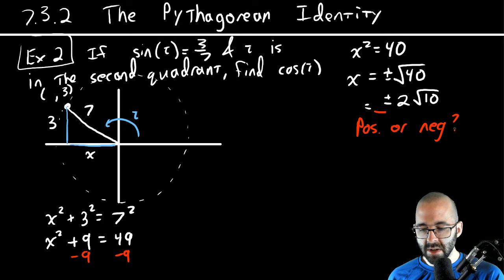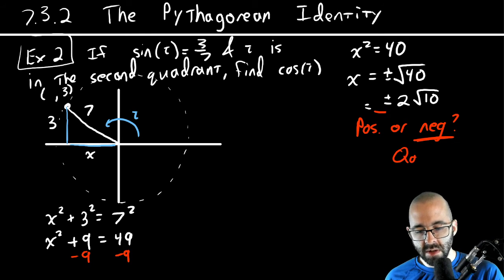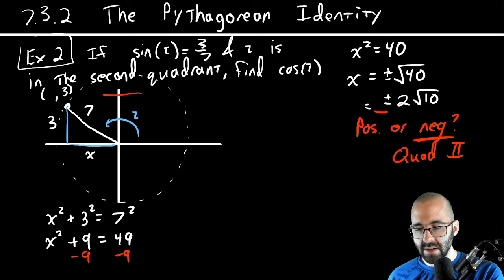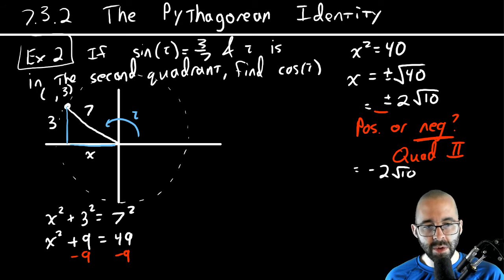Well, we're in the second quadrant. I know the x value has to be negative in the second quadrant. It's negative because quadrant 2. Right? X is negative over here, right? If we're to the left, x is negative. So I do know the answer is going to be the negative version. So we're going to say x is negative 2 root 10 right here.